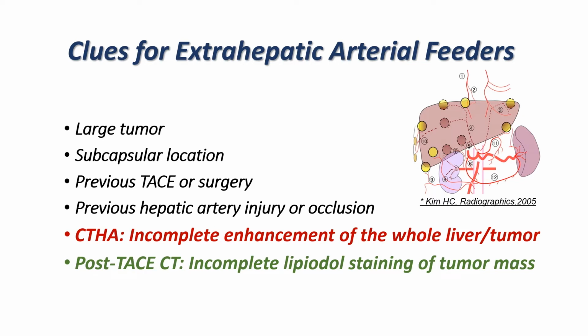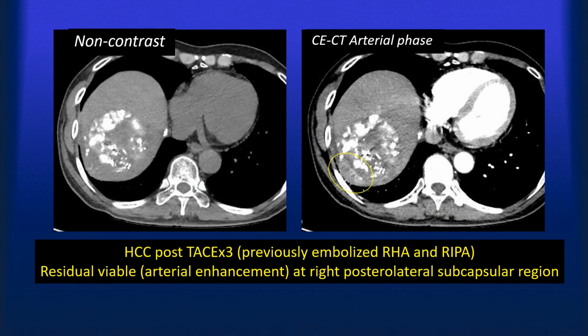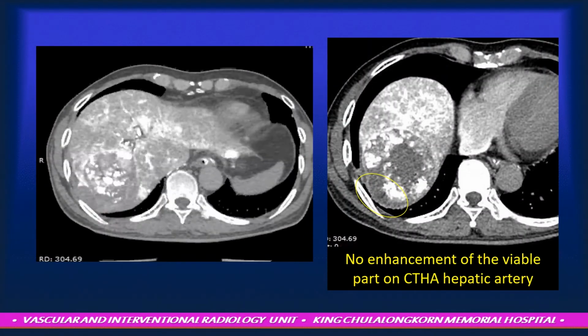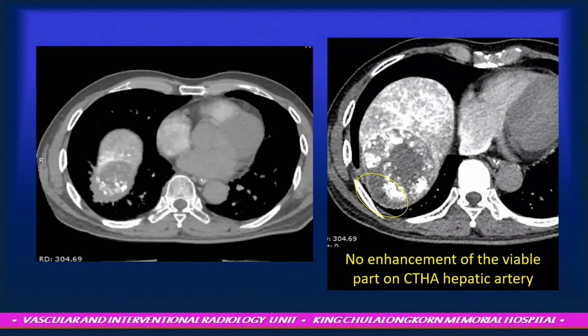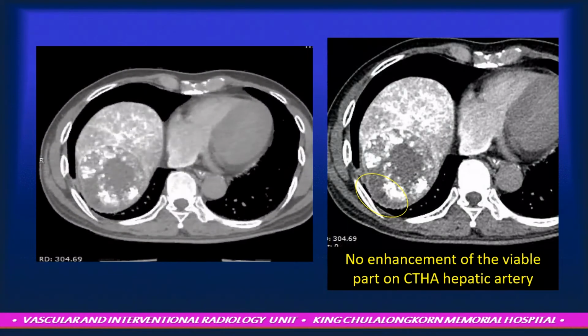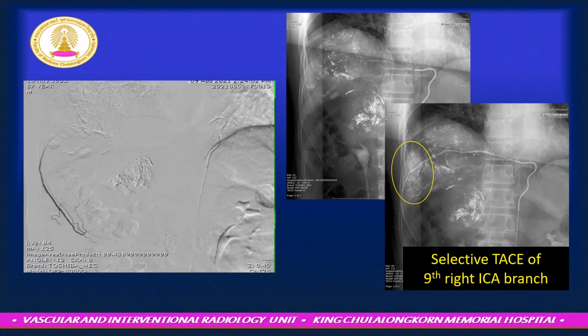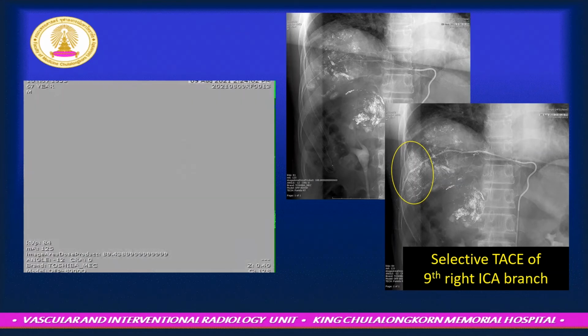In this case, the patient has a large subcapsular tumor in the right lobe, previously embolized with TACE 3 times. On the diagnostic CT imaging, we found residual viable tumor with arterial enhancement at the right posterolateral aspect of this mass. However, on CTHA of the hepatic artery, you cannot see any enhancement in this area. After searching many possible branches, we finally found the parasitic supply from the 9th right intercostal artery. Then we could perform selective TACE successfully.